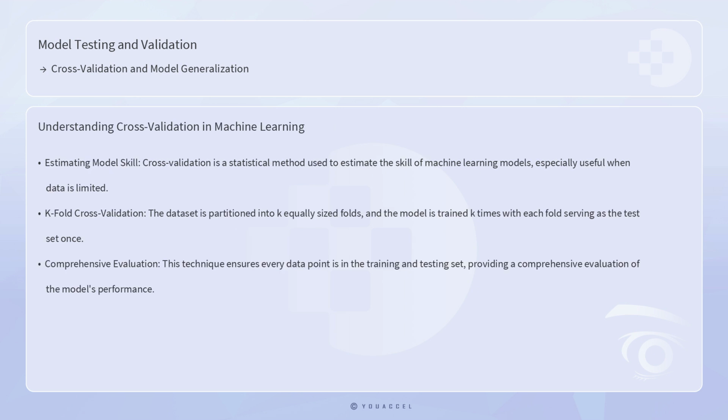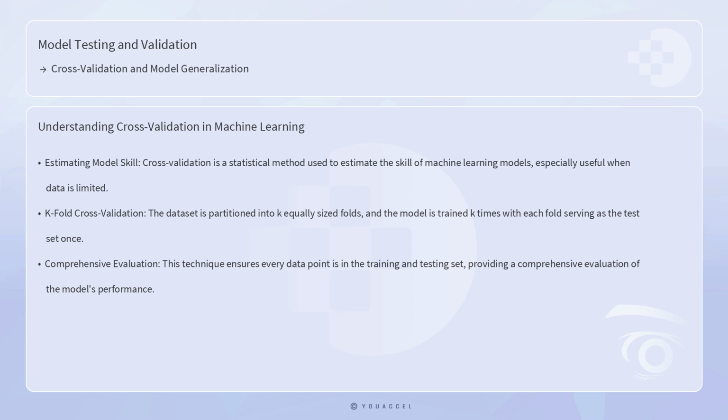Cross-validation is a statistical method used to estimate the skill of machine learning models. It is particularly useful when the amount of data is limited, and it allows for a more accurate assessment of a model's predictive capabilities. The most widely used form of cross-validation is k-fold cross-validation.